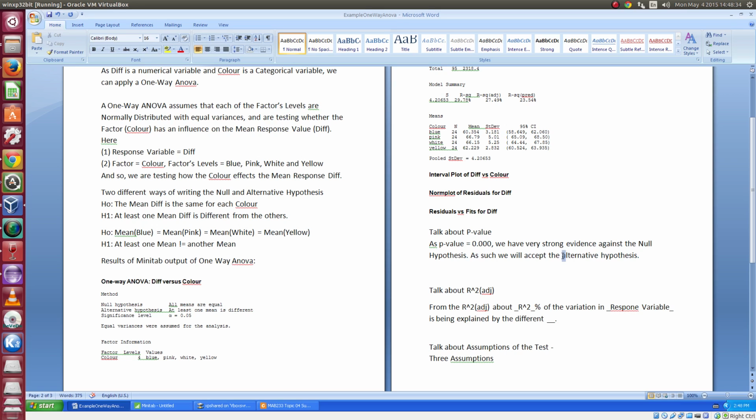We're going to be accepting the alternative hypothesis, but what does that actually translate to? Remember that what we're testing is to see whether one mean difference is different from the others. In this case, we have found that there's very strong evidence against the null. The null is that all the means are equal. So therefore, there is at least one mean difference that is different from the others. Another way of writing that out would be, consequently, the mean diff is affected, the mean diff is different for different colors.